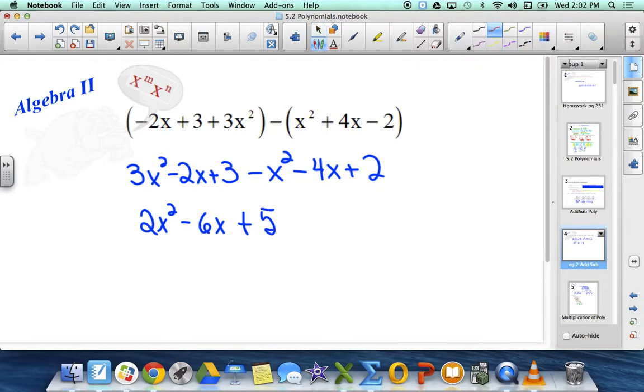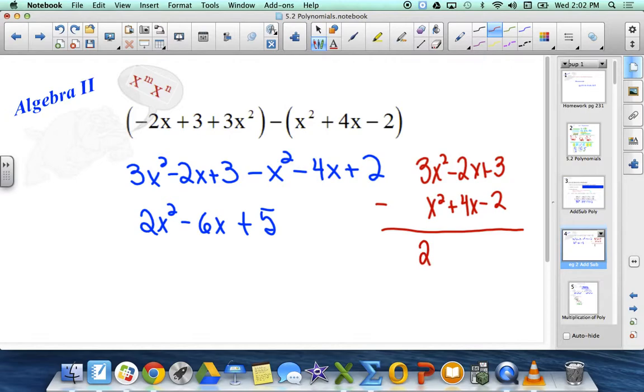Once again, if you do this vertically, you have x squared minus 2x plus 3. You have x squared plus 4x minus 2. You have to remember you're subtracting each and every one of those monomials. So you get 2x squared minus 6x minus a minus makes it plus 5. Okay, everybody okay with that one?